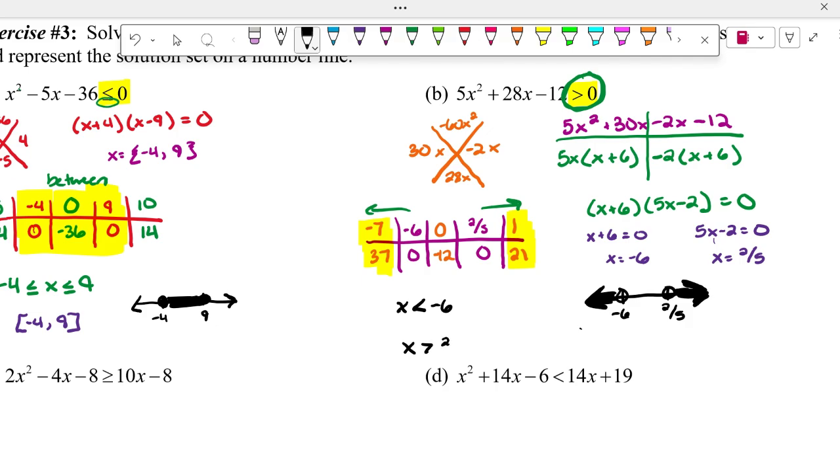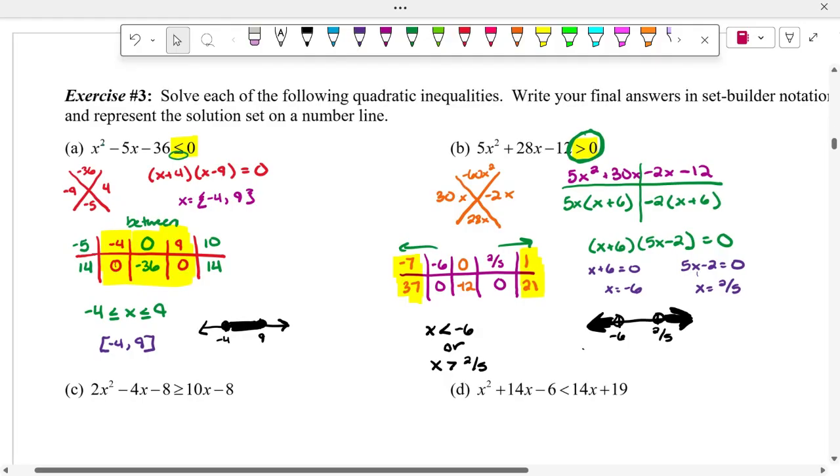Now, we cannot make this into a compound inequality because they're going in opposite directions. They're not between. So what we do is we separate by a single word, that being or. That brings up the discussion of or and and. Or and and are two very different things, specifically when you get to probability.